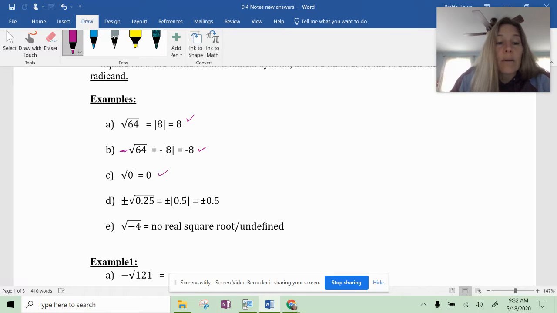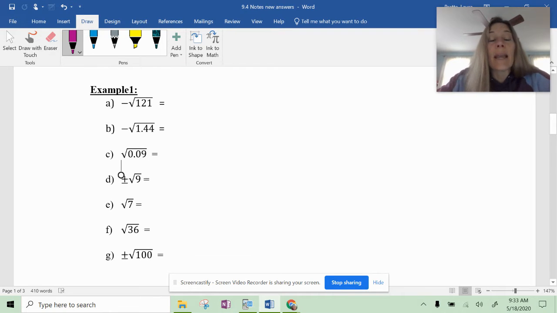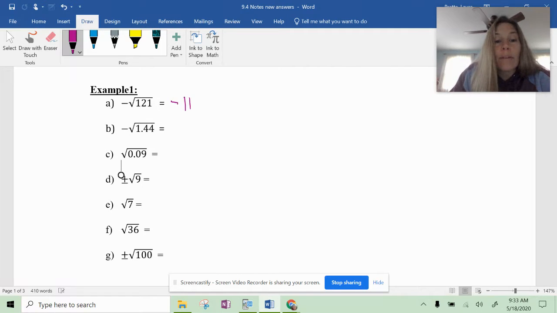The square root of 0 is just 0. If you have the plus minus in the front, that means we want both answers, both positive and negative. And if there's a negative inside, it's just no real square root or undefined. So for example A, if I asked you what is the negative square root of 121, that means I want the negative answer, so you would say -11.